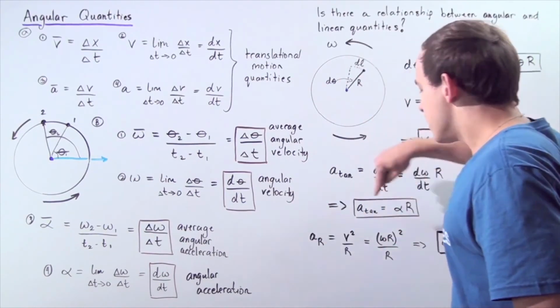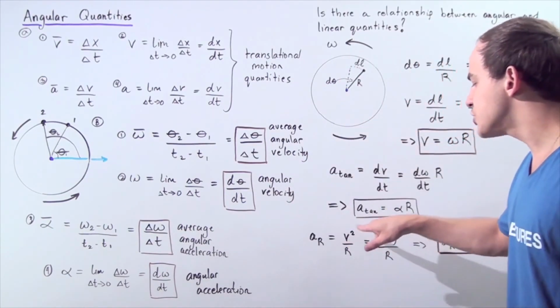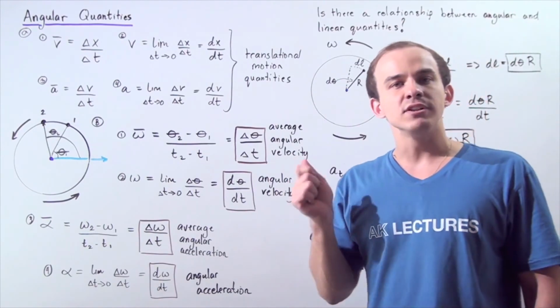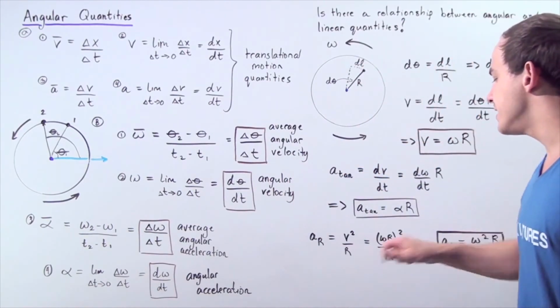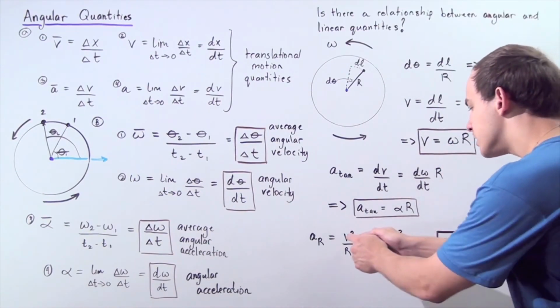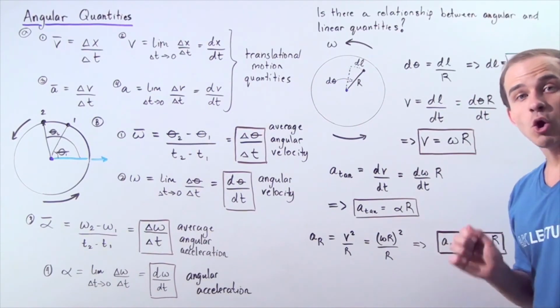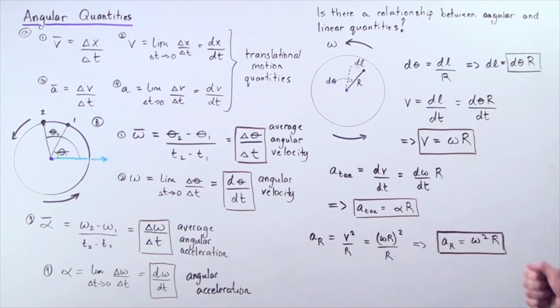Now what about our radial or centripetal acceleration? Now we know that this value is equal to v squared, our instantaneous velocity squared, divided by our radius r. Now once again, we take this quantity, we plug it into this, we square, and we get that our radial or centripetal acceleration is equal to omega squared, or angular velocity squared, multiplied by r.